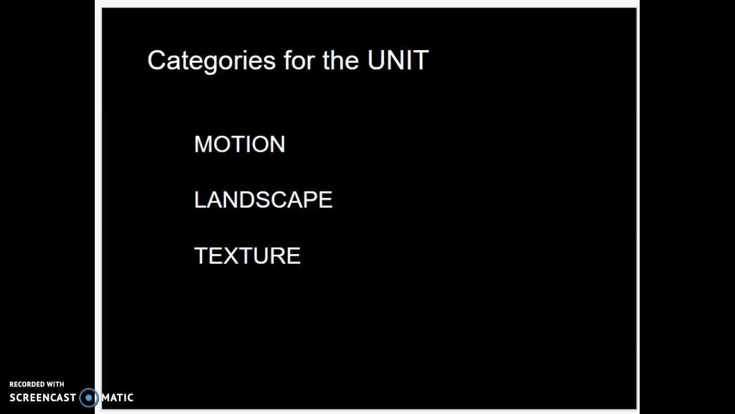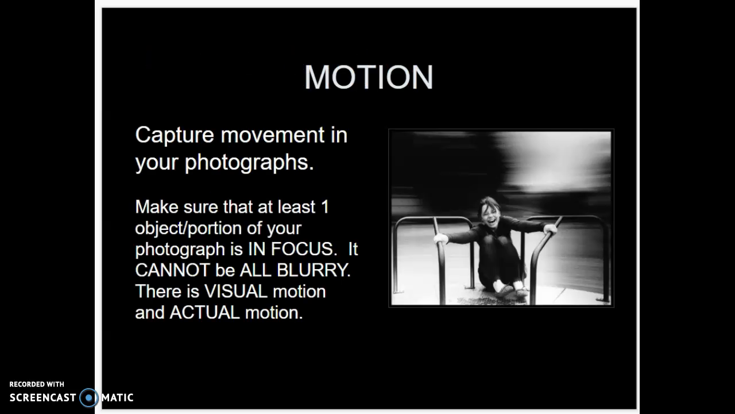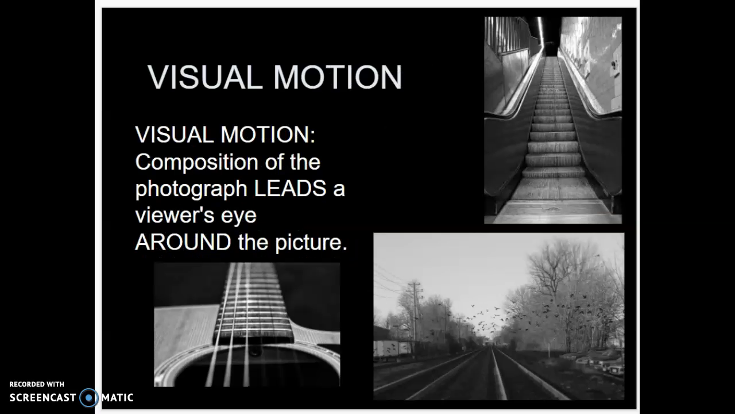All right, the categories for our black and white unit are motion, landscape, and textures. For motion, make sure that at least one object or portion of your photograph is in focus. It cannot be all blurry. And there's two different options for you with motion or movement. There's visual motion and there's actual motion.